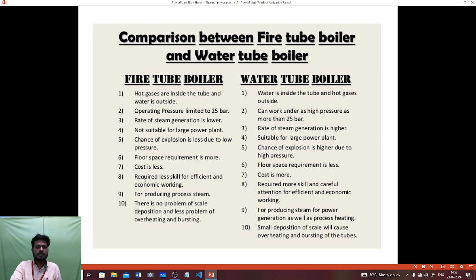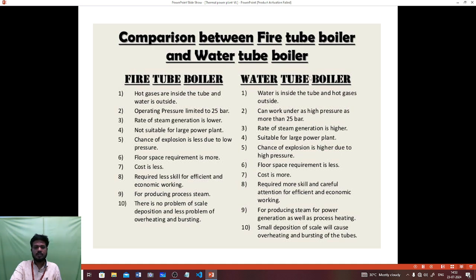In a fire tube boiler, less skill is required for efficient and economic working, and in water tube boilers more skill and careful attention are required for efficient and economic working. And number 9, a fire tube boiler is used for producing process steam. Water tube boilers are used for producing steam for power generation as well as process heating. In a fire tube boiler, there is no problem of scale deposition and less problem of overheating and bursting.